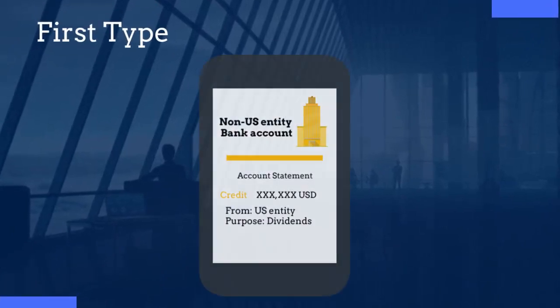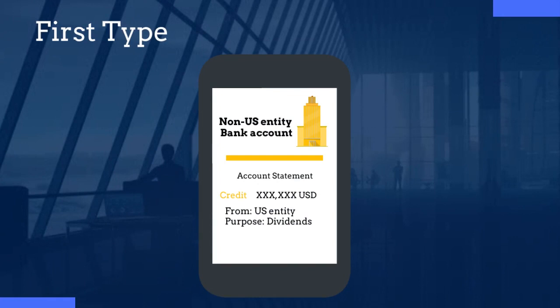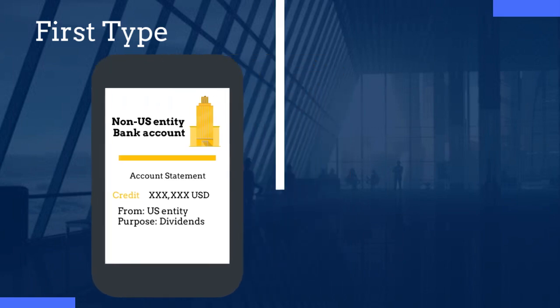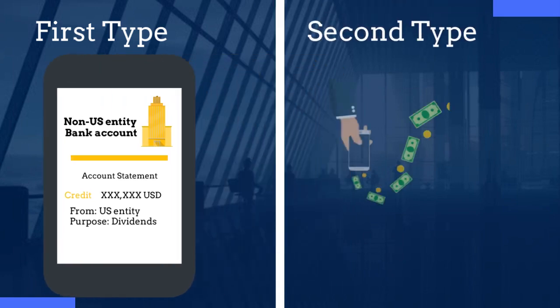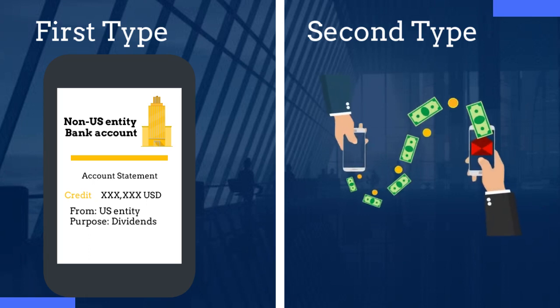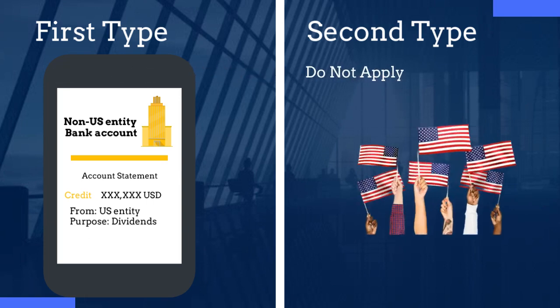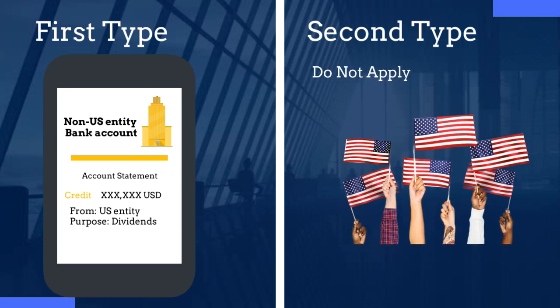For the first type, for example, a non-U.S. entity receives dividends from U.S. sources on its account at a bank. And this is the most important information for you as a FATCA RO. For the second type, Chapter 3 withholding applies only to payments made to a payee that is a foreign person. It does not apply to payments made to U.S. persons. FATCA is found in Chapter 4 of the IRS, so this is not for you.